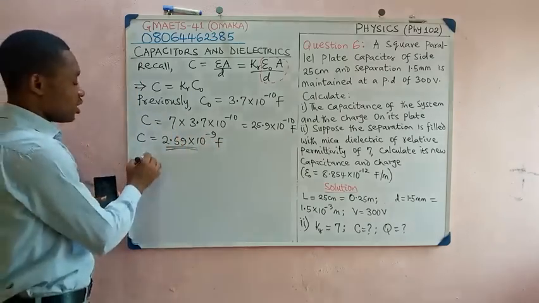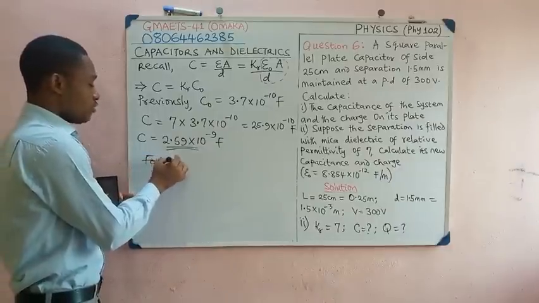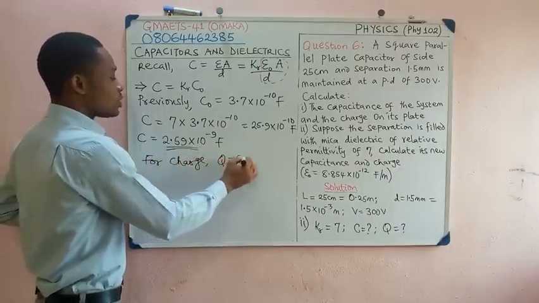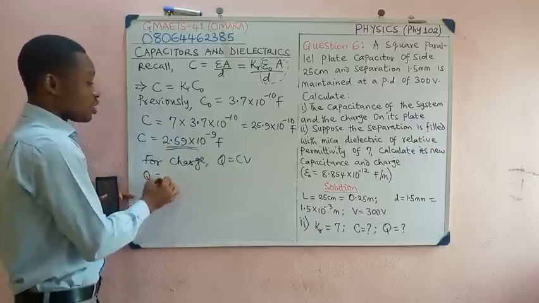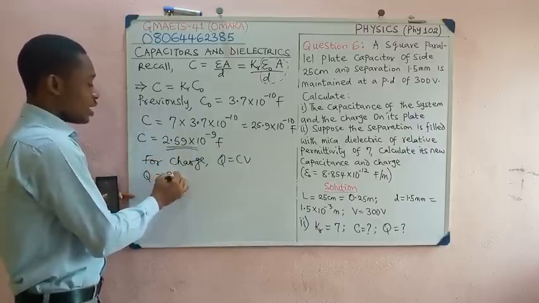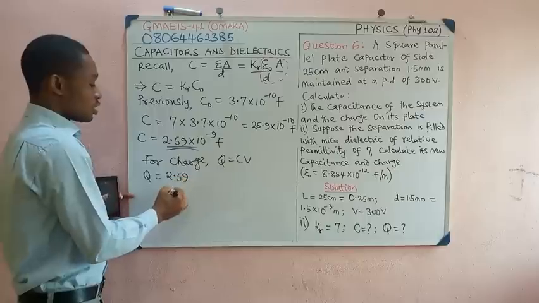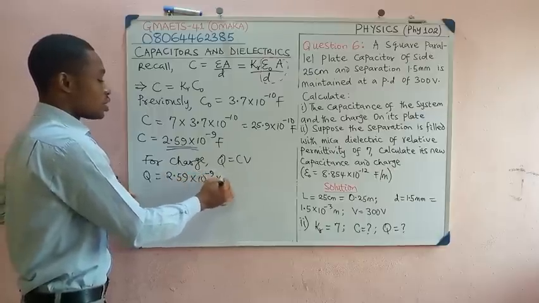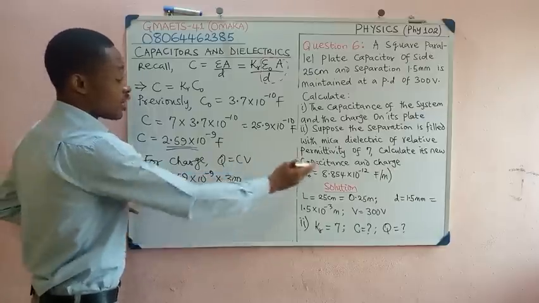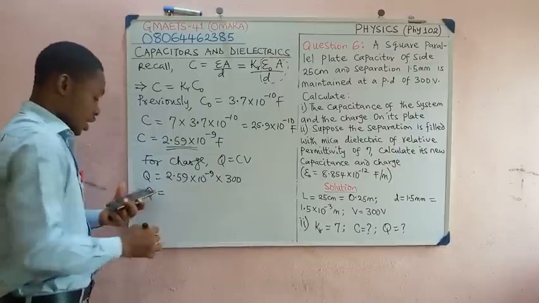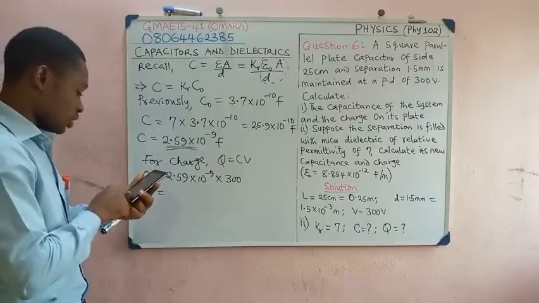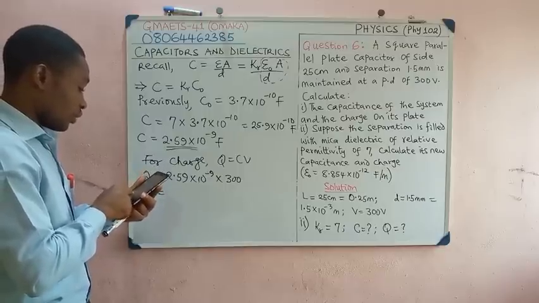Now, I want to calculate the charge in this case. For charge, we're going to recall that Q is equal to CV, so our Q is now equal to the capacitance with the mica dielectric, that's going to be 2.59 times 10 raised to the power minus 9, multiplied by 300, which is the given potential difference. And then, if we do this, let's see what we're going to get: 2.59 times 300.